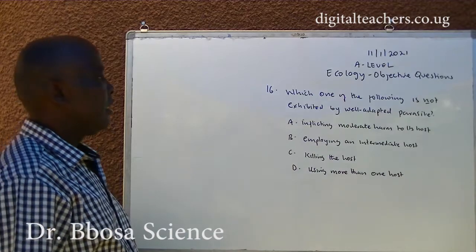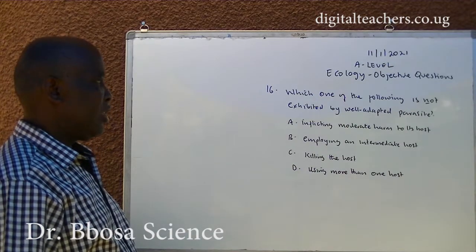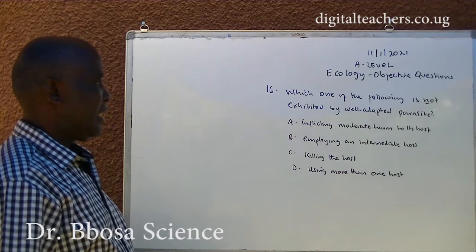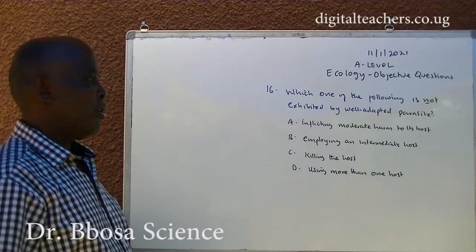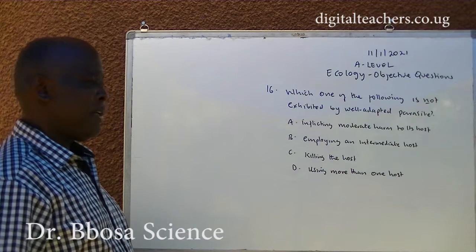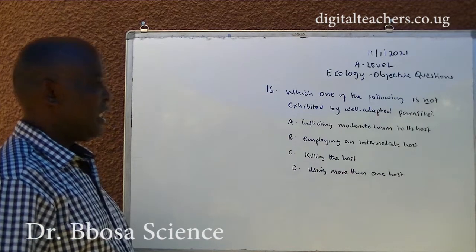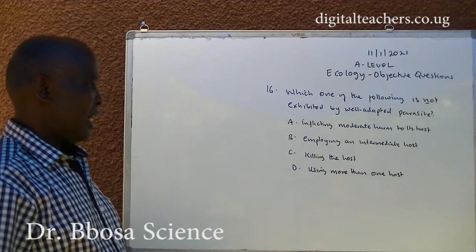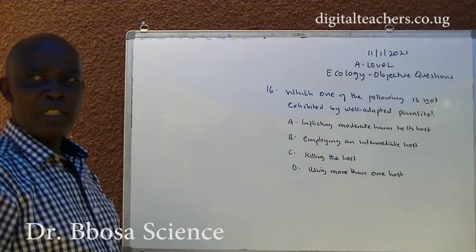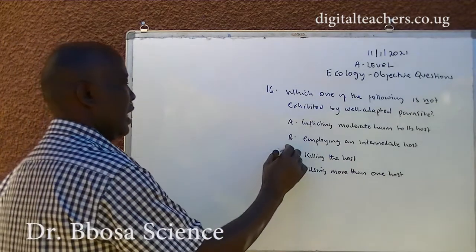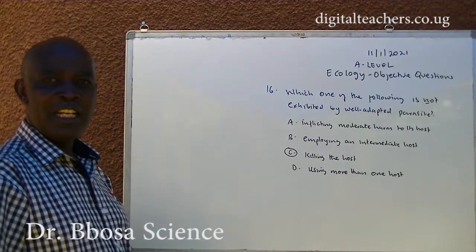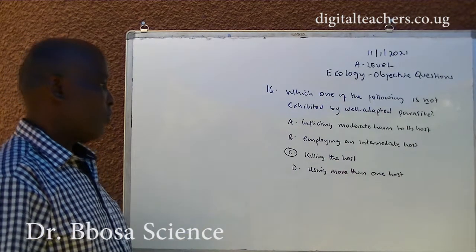Number 16. Which one of the following is not exhibited by a well-adapted parasite? A. Inflicting moderate harm to the host. B. Employing intermediate host. C. Killing the host. D. Using more than one host. You can pause and answer. The answer is C. When a parasite kills the host, then it loses the source of food.